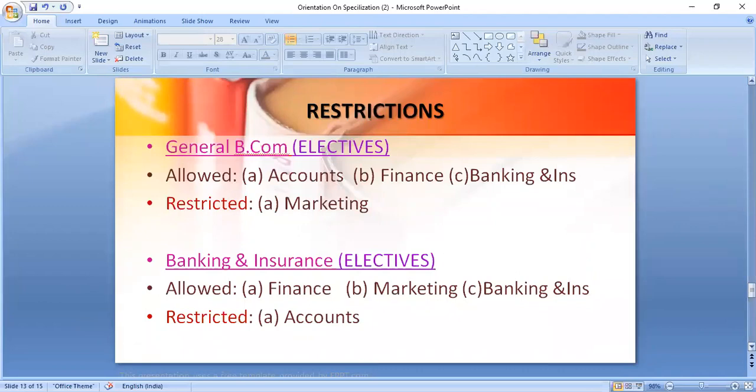Yes, these are some of the things which I want all the students to please pay attention to. Please note the electives open for BCom general students include accounts and finance. BCom general students will not be able to take up marketing. However, BCom banking and insurance students, please note, you can choose only finance or marketing or banking and insurance. Banking and insurance students do not have the option of choosing accounts. So I repeat, BCom general students cannot choose marketing. BCom banking and insurance students cannot choose accounts as their specialization.